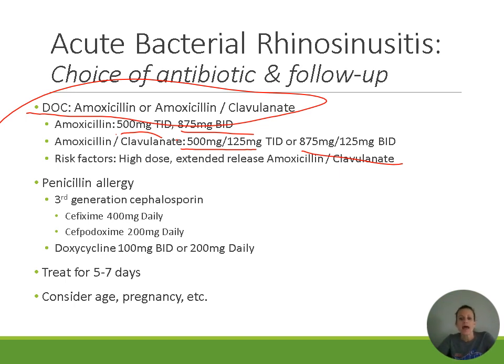If the patient has a penicillin allergy, again, you can use a third generation cephalosporin like cefepime if they can take cephalosporins. Or you can use doxycycline. Doxycycline's okay either way. Even if they can take cephalosporins, you can give them doxycycline. Either 100 milligrams twice a day or 200 milligrams daily. Again, we treat for 5 to 7 days.